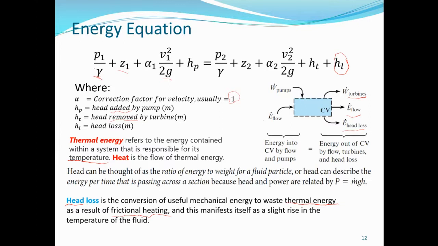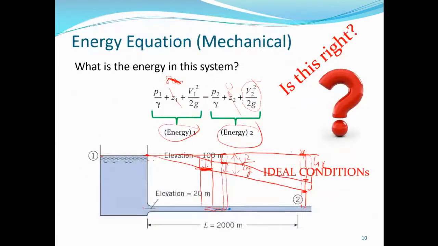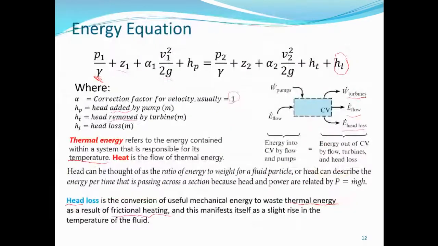Basically here we're talking about the pressure head, because if the velocity is literally constant, it is the pressure head that will be dropping, so the pressure head will be reducing, and that is the head that is lost. And why does it become lost? Because of the conversion of useful mechanical energy to waste thermal energy as a result of frictional heating, which reflects itself as a slight rise in the temperature of the fluid. Okay, this is very, very important.